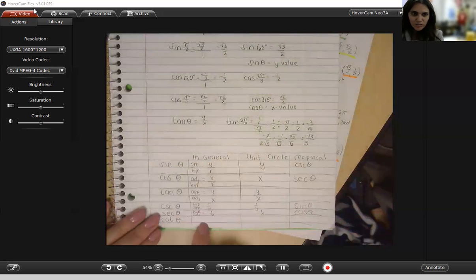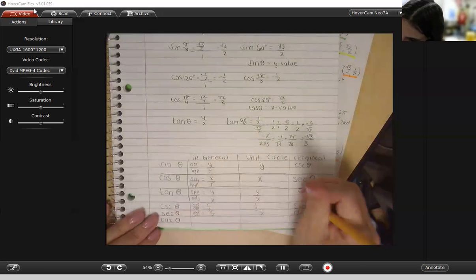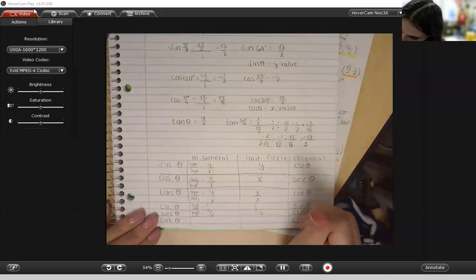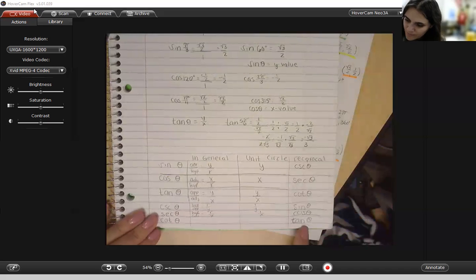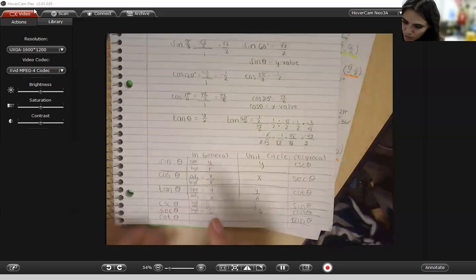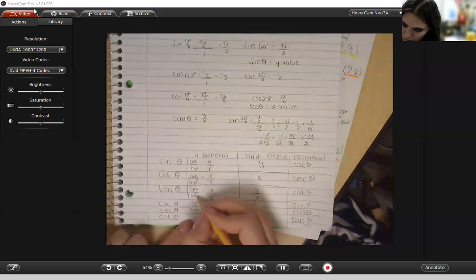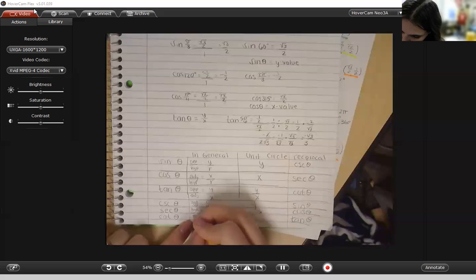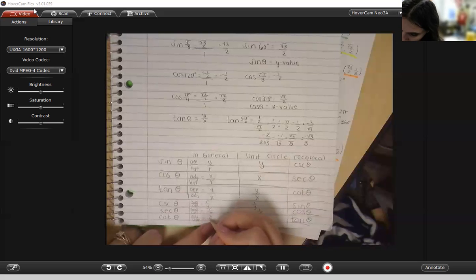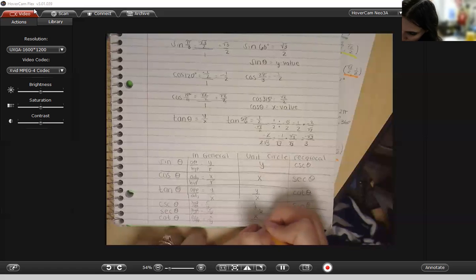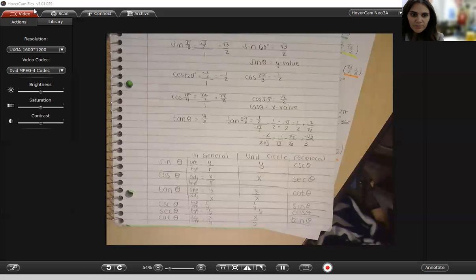And my cotangent, you might guess, is going to be the reciprocal of tangent, which means that tangent is the reciprocal of cotangent. And in general, tangent is opposite over adjacent, which means cotangent is going to be adjacent over opposite. So I'm going to have, instead of y over x, I'm going to have x over y. And that's going to be the same thing in my unit circle, x over y.